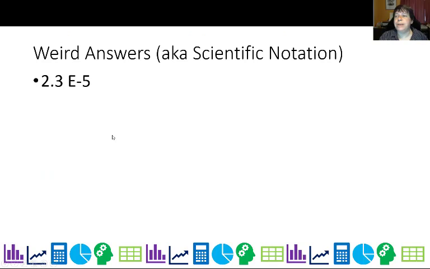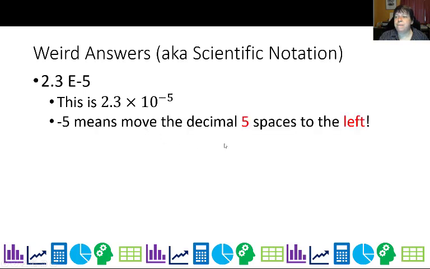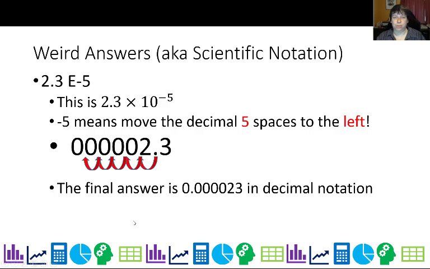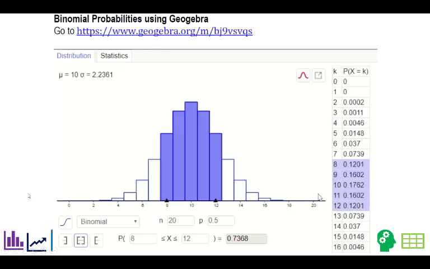Probabilities, sometimes you get some weird answers, and I just want to make sure you're comfortable with scientific notation. If you get something that looks like this, or it might be E minus 5, that's the same as 2.3 times 10 to the minus 5. Minus 5 means move the decimal 5 spaces to the left. So in this case, I write out 2.3, and then I go 1, 2, 3, 4, 5. That's where the decimal goes. So the final answer is 0.000000023 in decimal notation.